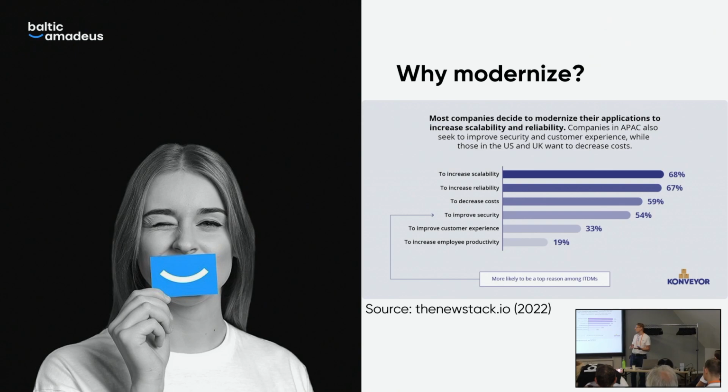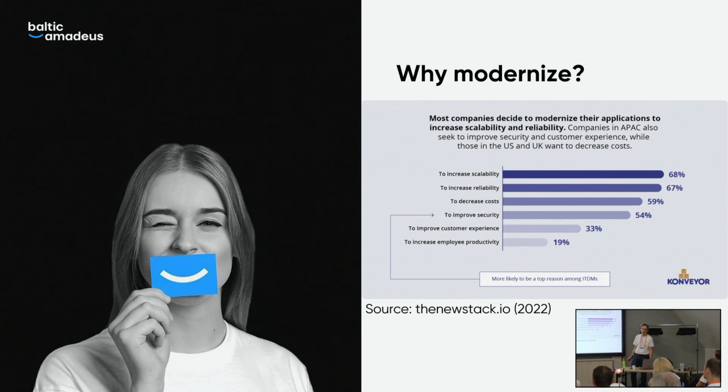Now you might be wondering, why should anyone modernize? Well, according to the survey by The New Stack from last year, there are a few reasons mentioned here, but there could be countless reasons. For example, you would like to increase reliability, improve security, increase scalability. There could be multiple reasons, but the main and probably most important reason is that the legacy application is limiting you in some way. Maybe the code maintainability is difficult.